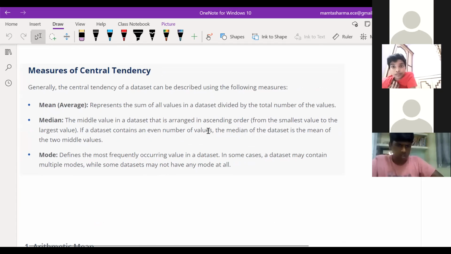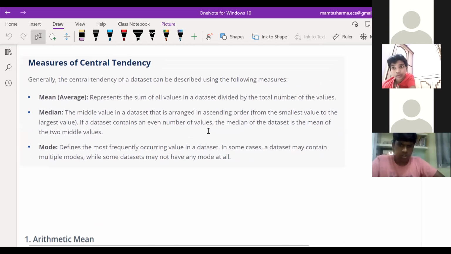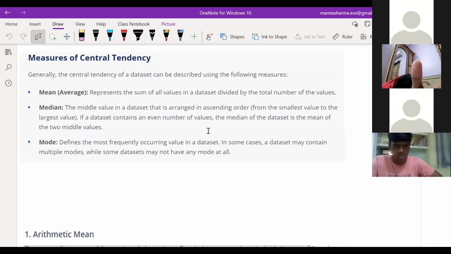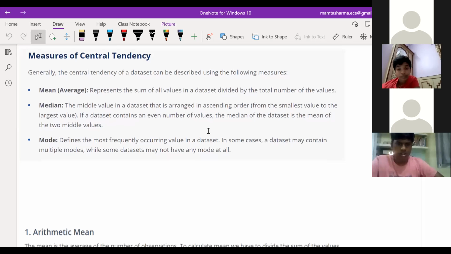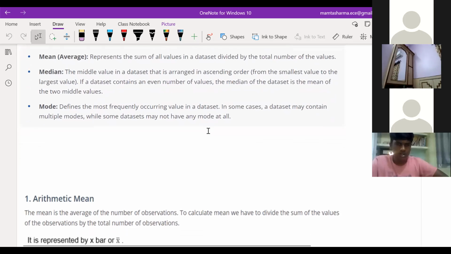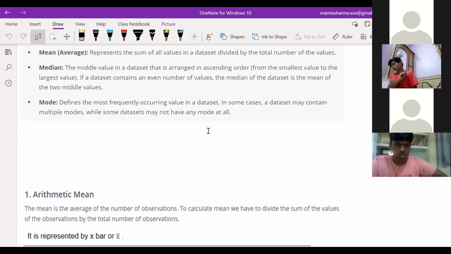Ritvik, tell me. Ma'am, first we should arrange in descending or ascending order, and we should find the middle number. If it is even, we have to take the two middle numbers and find their mean value. If it is odd, we can select the middle one, when we arrange in ascending or descending order. And mode is the most frequently occurring value.